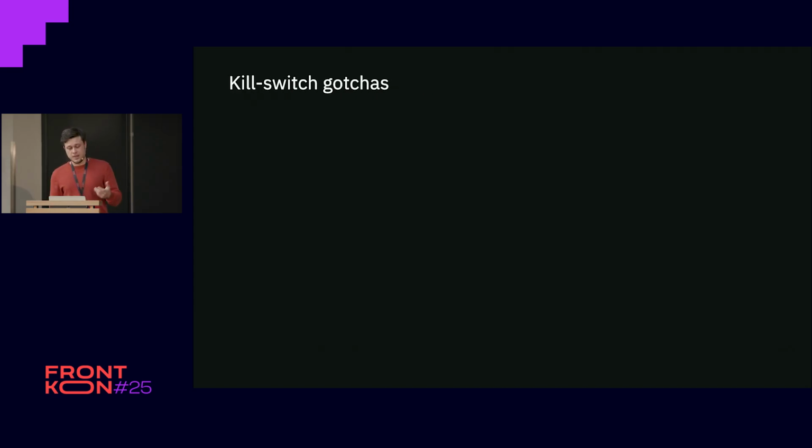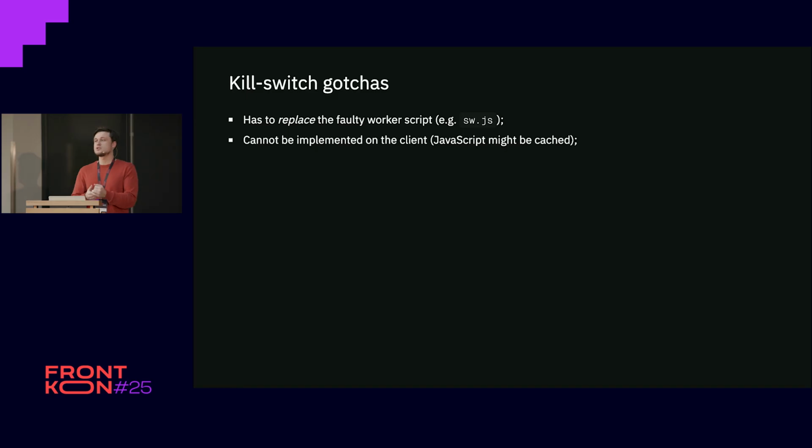A few things to consider is that you have to replace the faulty worker. So if sw.js was broken, the kill switch also has to have the name sw.js. So the browser will see, aha, there is new content for the worker, I need to replace it. You cannot implement a kill switch on the client. As much as I would love to tell you, you can use navigator.serviceWorker.getRegistrations and then just unregister all the workers. What if your JavaScript that does all of that is cached by the faulty worker? That's not going to work. And finally, you cannot refresh controlled clients. One thing I often see online is that the worker can refresh the pages it controls.